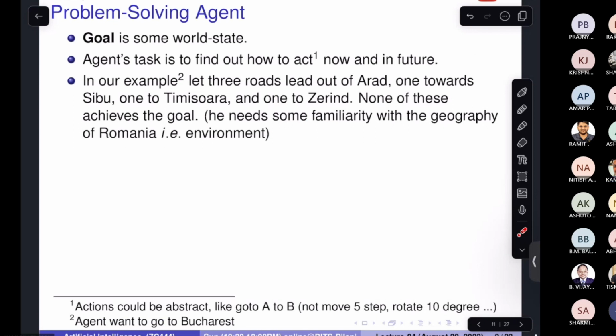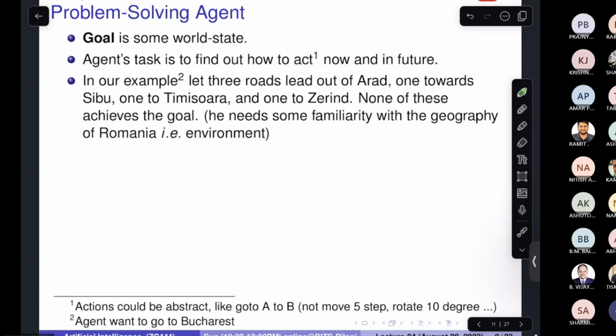So the goal is some world state. When I want to reach the goal, we say how the world is. So we have to tell that there is some state in which he wants to be. The agent's task is to find out what action I should take now, and what action I should take in future, so that I can reach the goal state.